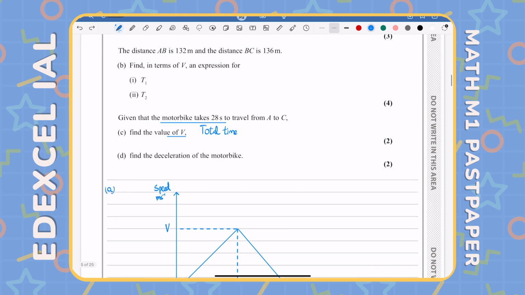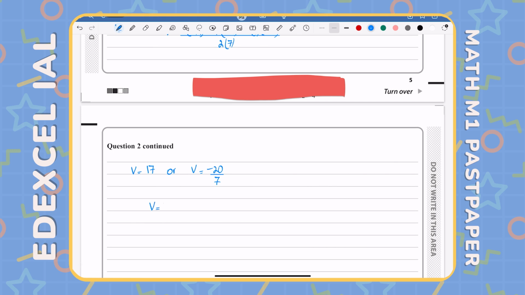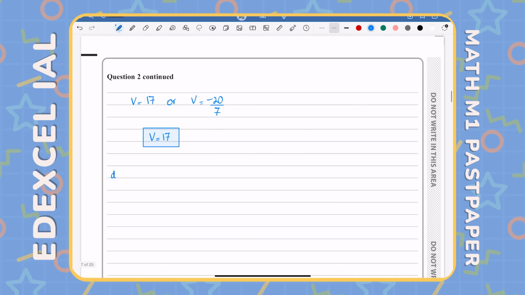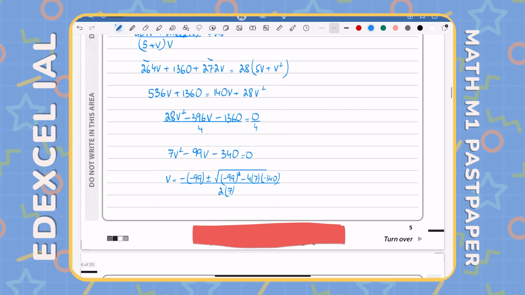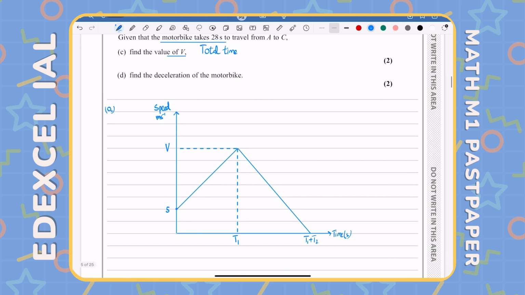Now we have gotten two values, one is positive, one is negative. So which one are we going to take? The final answer will obviously be the one that's positive, and that is v is equal to 17. And that's the answer to part C. Now, I think we have plenty of space here, so let's do it here only. Let's have a look at part D. Part D says, find the deceleration of the motorbike.